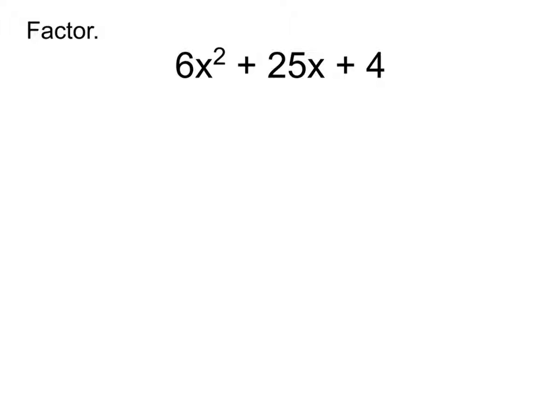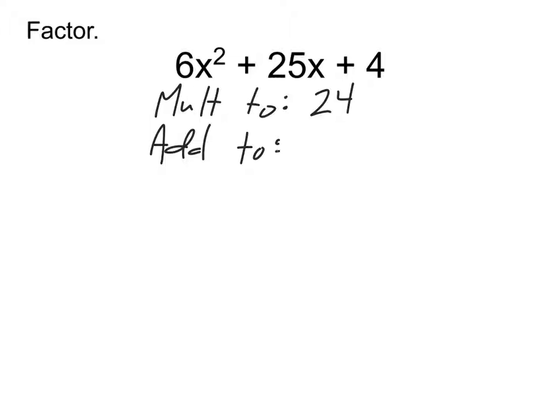Remember, with that, we start by multiplying a times c. In this case, 6 times 4. That tells me what I'm going to multiply to. And so I'm going to multiply to 24, because that's 6 times 4. And I'm going to add to the middle number. That is the b value. And so that means I need to add to 25. So what two numbers multiply to 24 and add to 25?